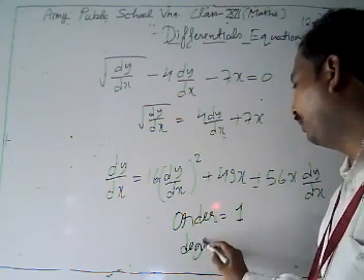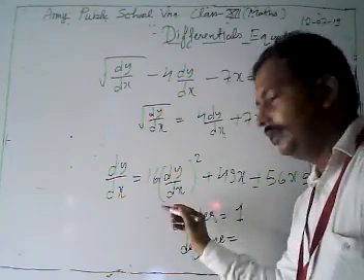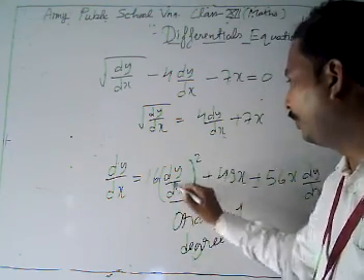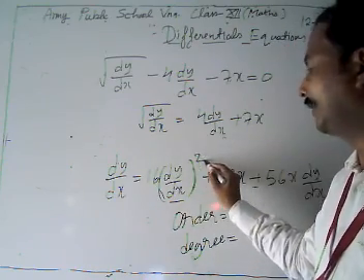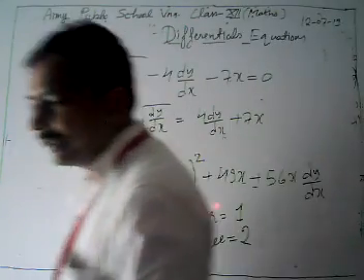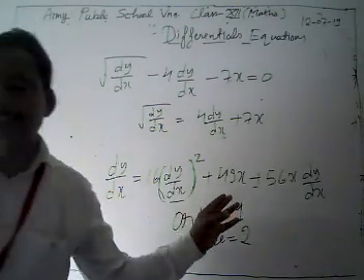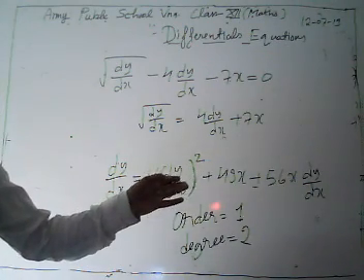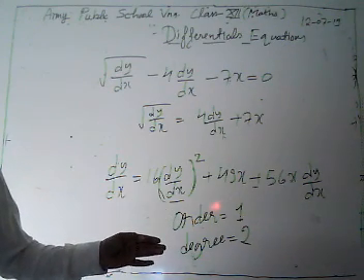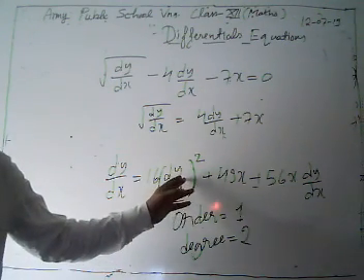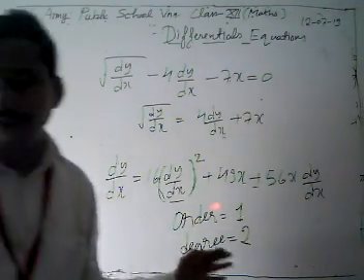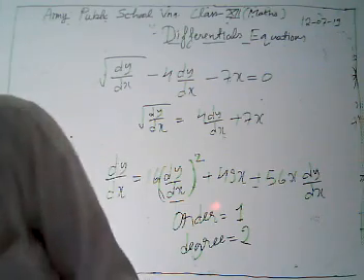Now what about its degree? This is our highest order derivative dy/dx, and what is its exponent value? Its exponent value is 2, so our degree is 2. In this example, the order of the differential equation is 1 and the degree is 2. The order of the highest order derivative is 1 and the highest positive integral exponent is 2. That's why the order of the given differential equation is 1 and the degree is 2. Now take another example.